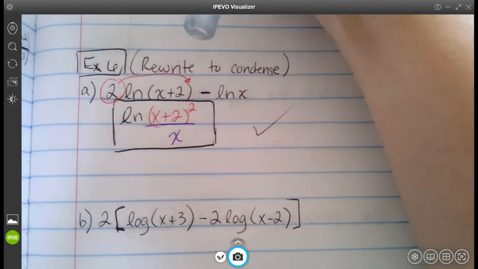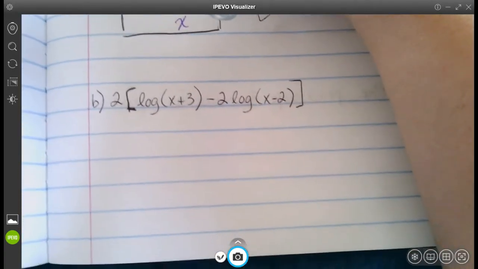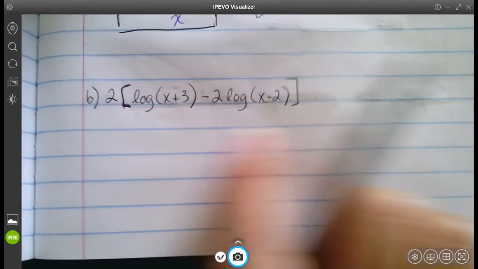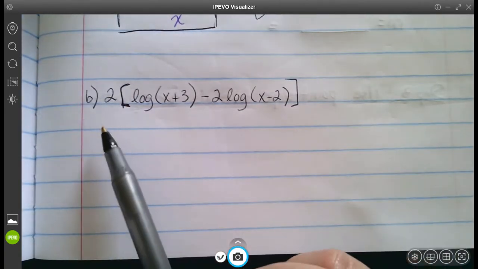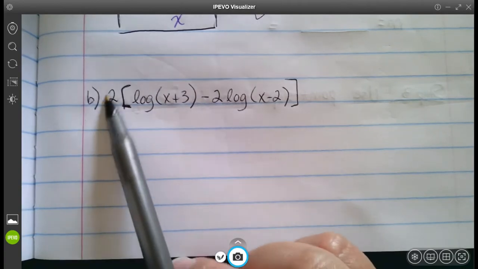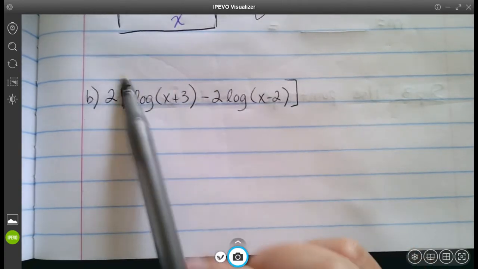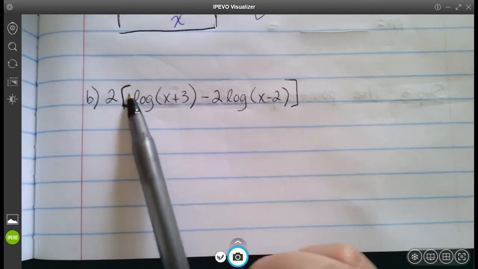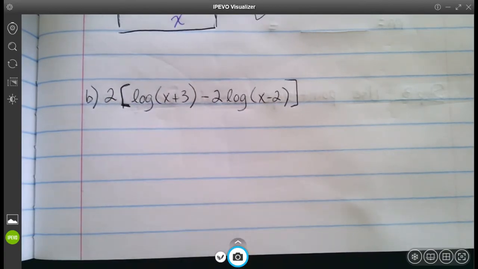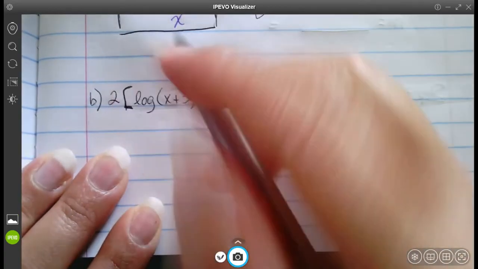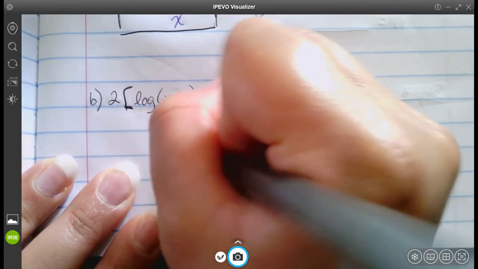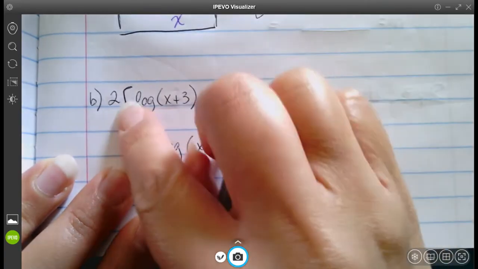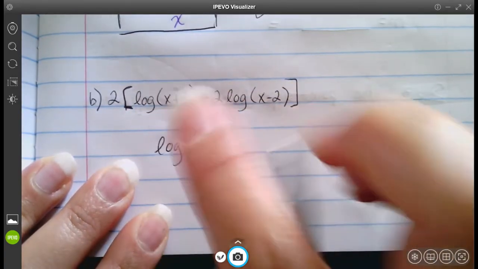Okay. And last but not least, and then we have one final example after that, is this crazy looking thing here. When we have a power on the outside, or I should say a number on the outside, it's going to be a power for the whole thing. Okay, so just keep in mind that this 2 is going to be the power for everything here. So let's start off with the first one. We have log of x plus 3. So log x plus 3. There's no power in front of this one quite yet.